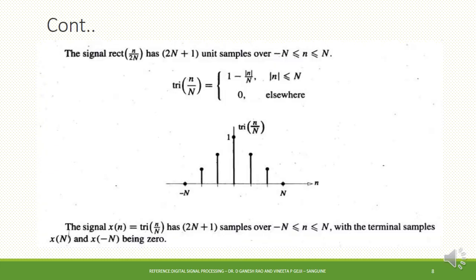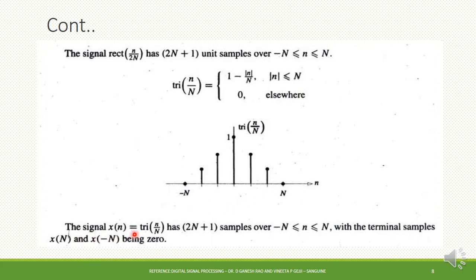Next, let us move to the triangular pulse signal. It is defined as tri of n by N, which is equal to 1 minus modulus of n by N, where the modulus of n is less than or equal to N, otherwise its value is equal to 0. This is the graphical representation of the triangular pulse signal. Its value decreases from this end to this end, and the triangle lies between plus N and minus N.